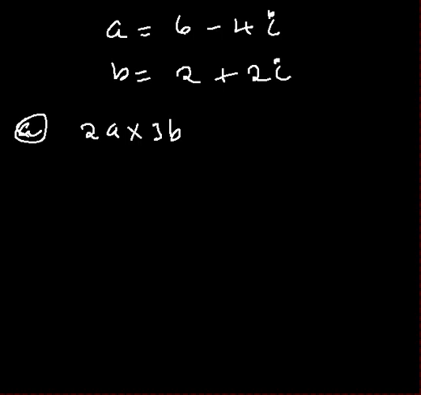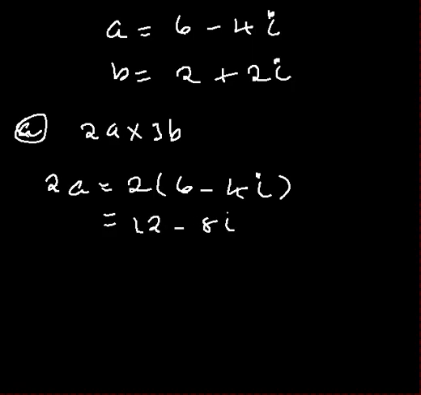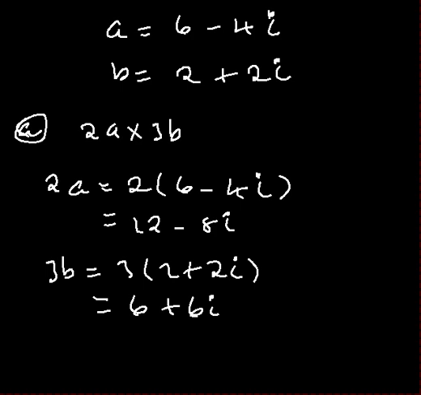What is 2a? 2a corresponds to 2 times the complex number a, 6 minus 4i, and that is given as 12 minus 8i. And what is 3b? We should have it as 3 times 2 plus 2i, and thus we should have 6 plus 6i. And from there we should multiply the two expressions.